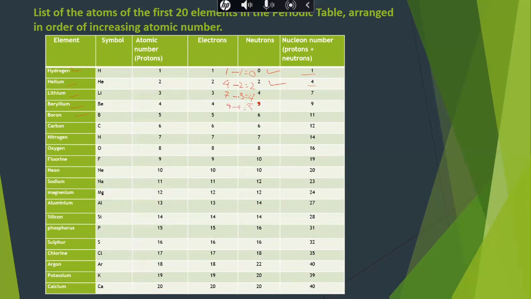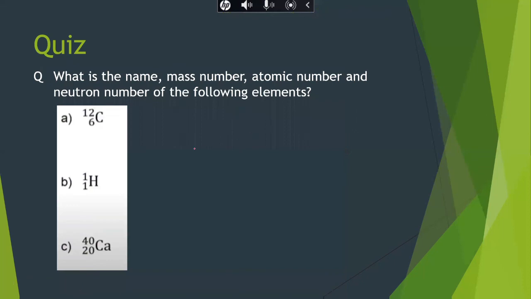This is your exercise. Before doing the electronic configuration, proceeding to lecture 2, you should know this. What is the name, mass number, atomic number, and neutron number of the following elements? C 6, 12. All right. H 1, 1. Ca 40, 20.